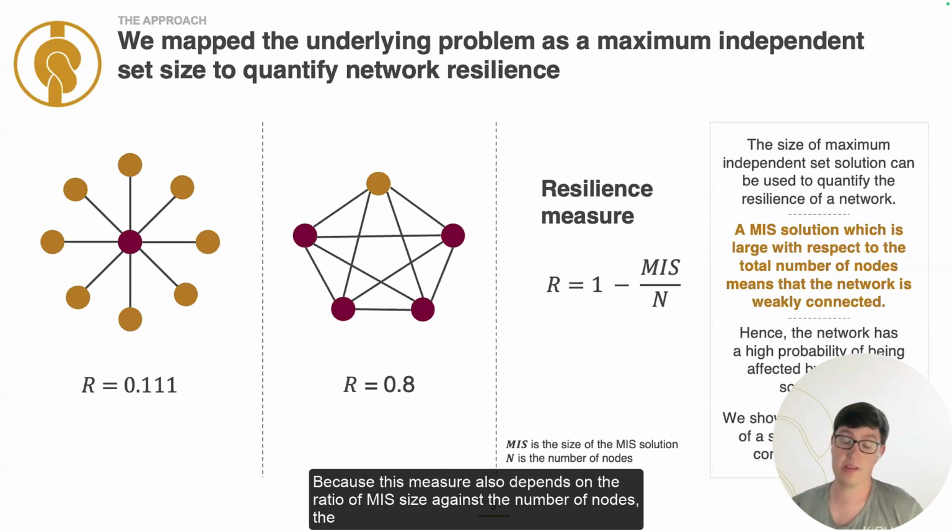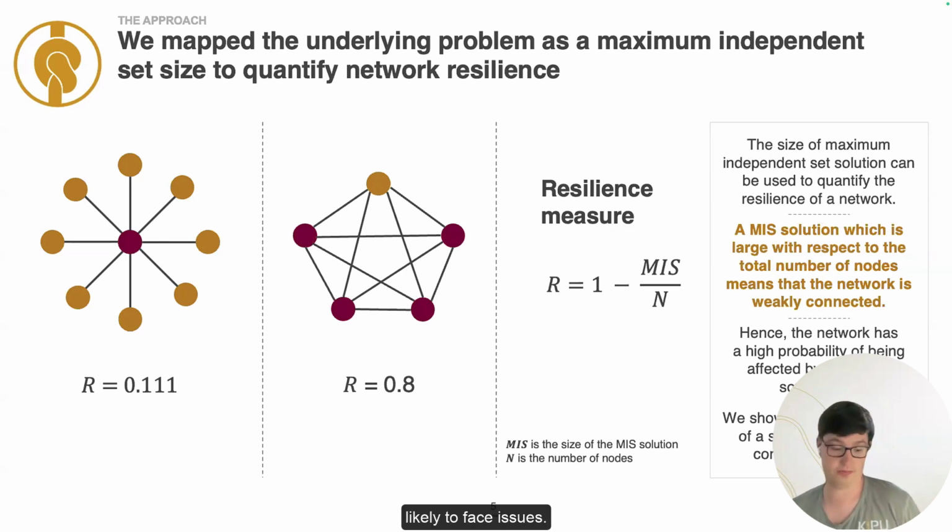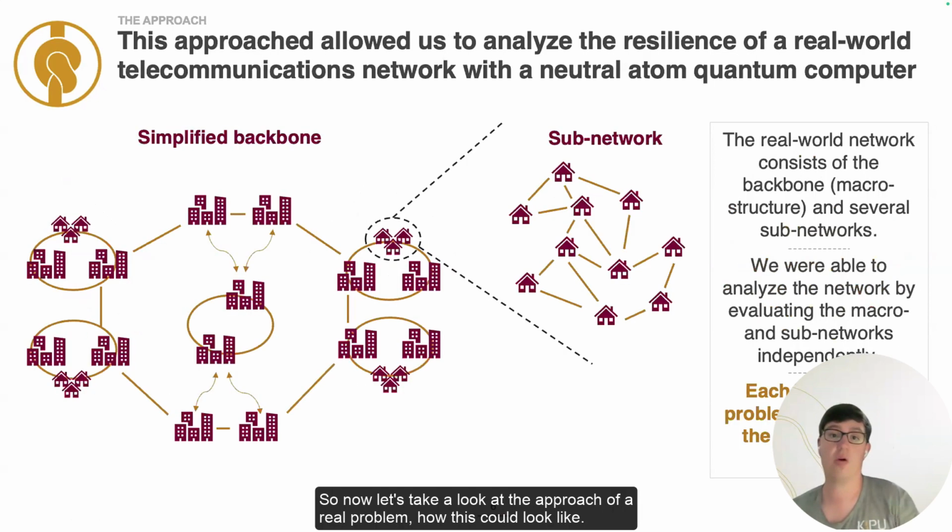Because this measure depends on the ratio of MIS size to the number of nodes, the scale of this measure also depends on the network size, where a large network is more likely to face issues. So now let's take a look at the approach on a real problem, how this could look like.